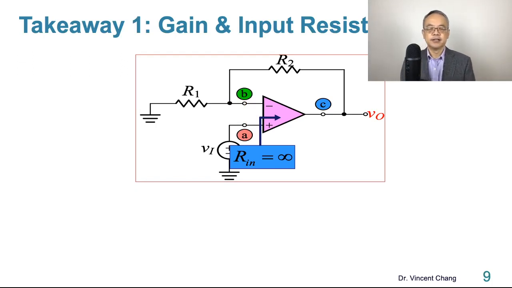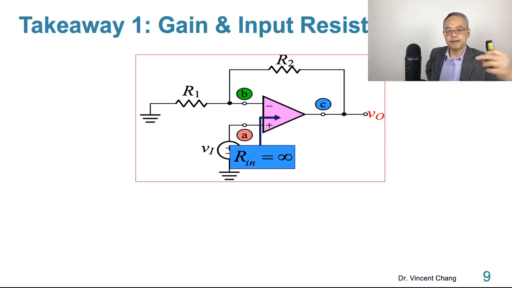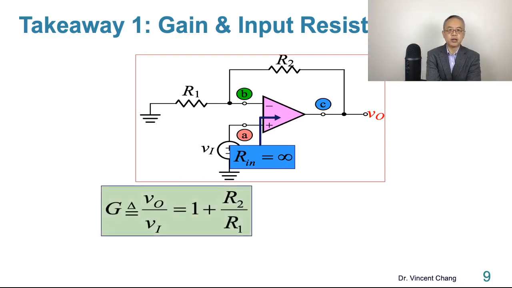Takeaway. So two takeaways. Number one, the closed loop gain and the input resistance of this non-inverting amplifier. What is the closed loop gain? 1 plus the ratio R2 over R1. Once you get the virtual short relations, it is very easy to get the voltage of the output from the voltage of the inverting terminal. And what's the input resistance? Infinite.